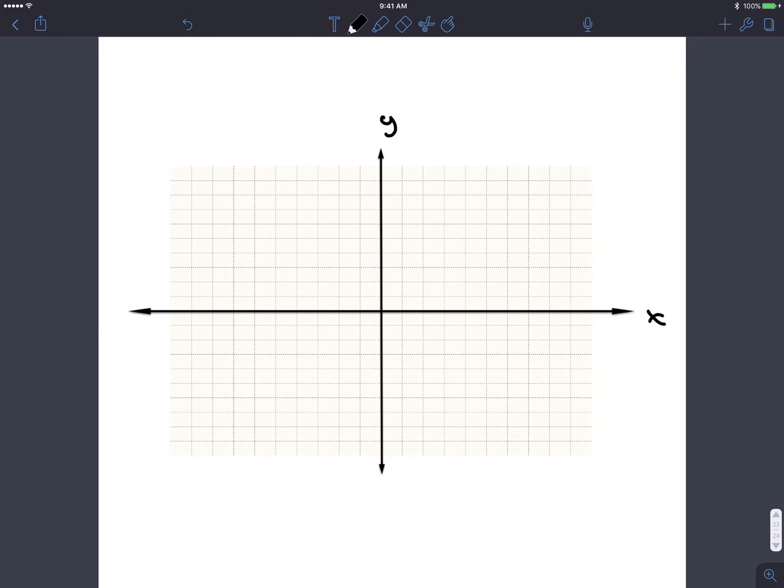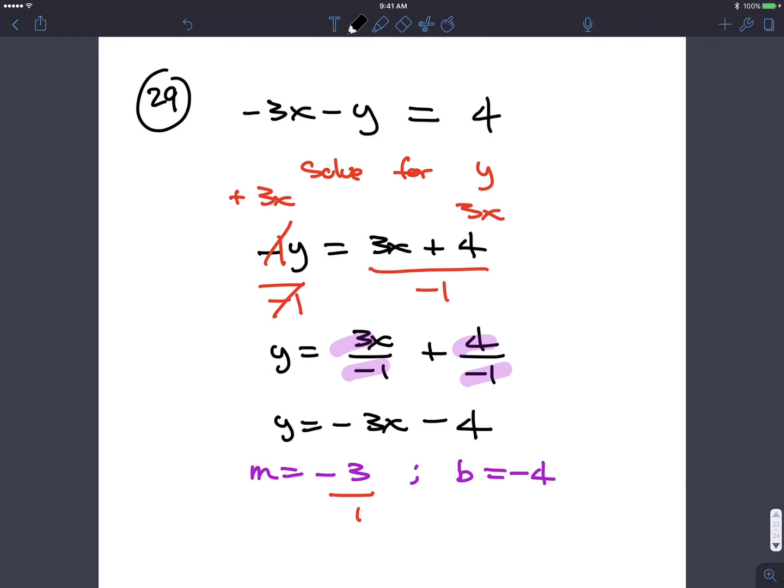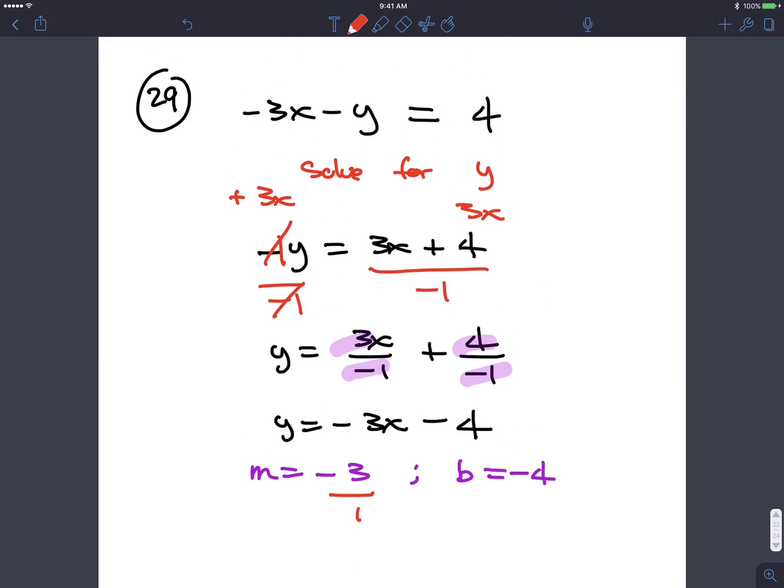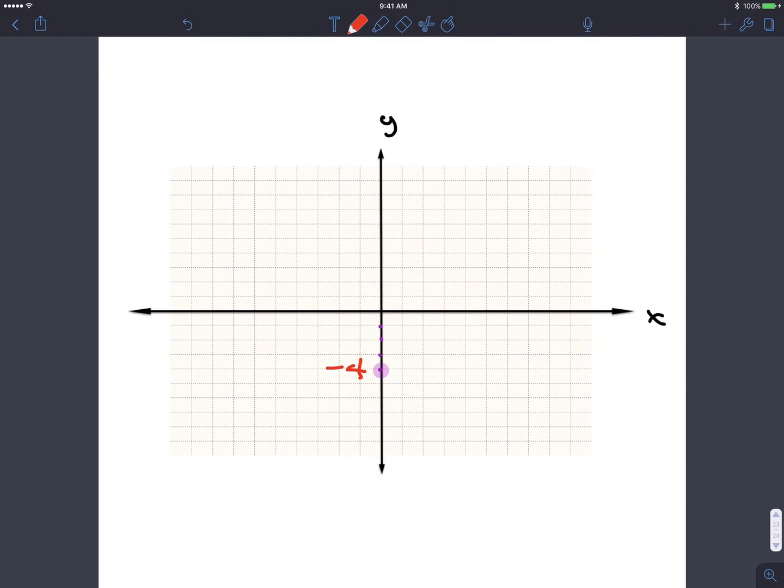X-axis, y-axis. We're going to start by plotting the y-intercept at negative 4. 1, 2, 3, and 4. This is the location of my y-intercept. Our slope is negative 3 over 1. So that means I go down 1, 2, 3 units. Then I go to the right 1 unit. This is the location of my next point. We're going to draw a line. And we're done.